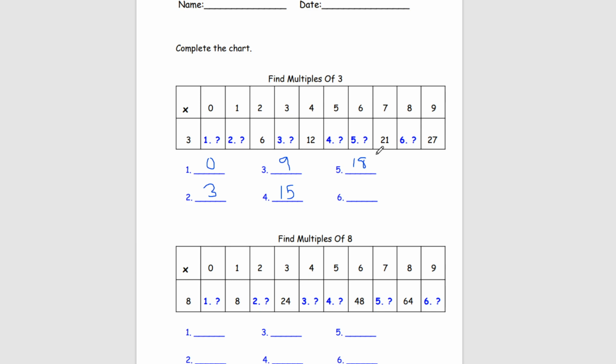And lastly, 8 times 3 is 24, because 21 plus 3 is 24.